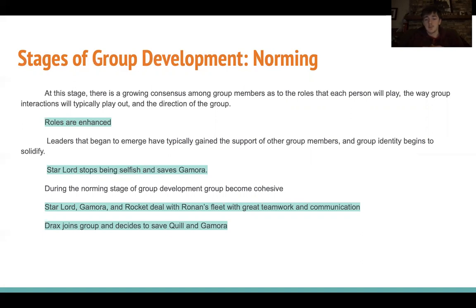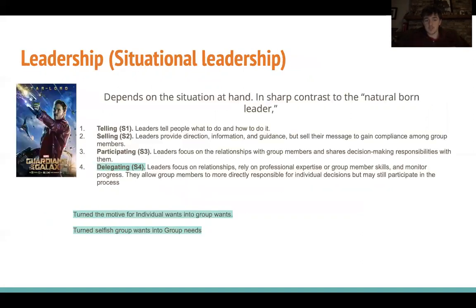With Gamora and Rocket, they kind of team up. They do special moves together with planes and communicating, and to defeat Ronan's fleet. Drax officially joins the group and decides to save Quill and Gamora, kind of letting up his self-centered roles a little bit and joining a group. They're more cohesive, they're more of a group in this stage.